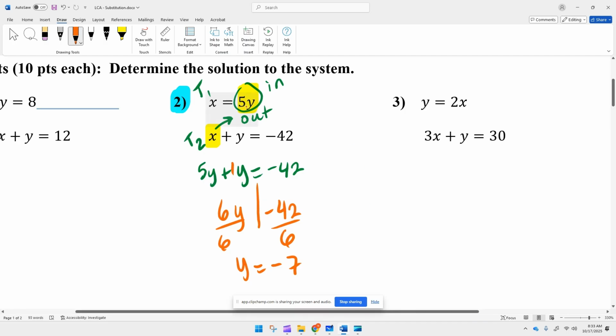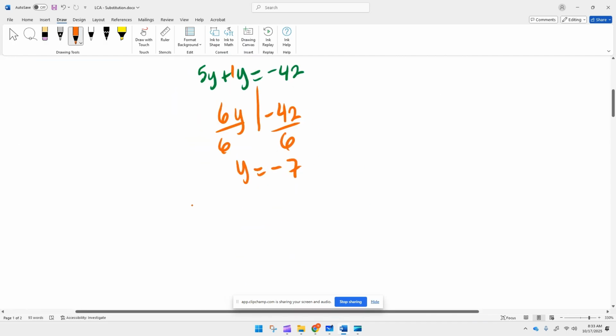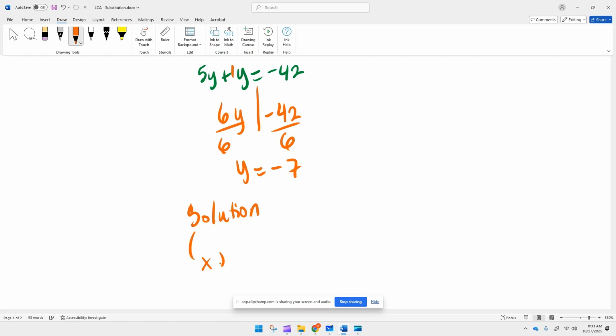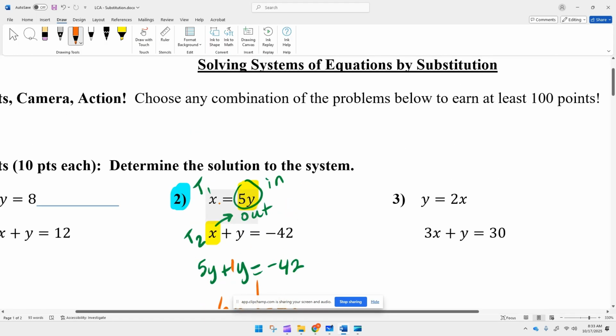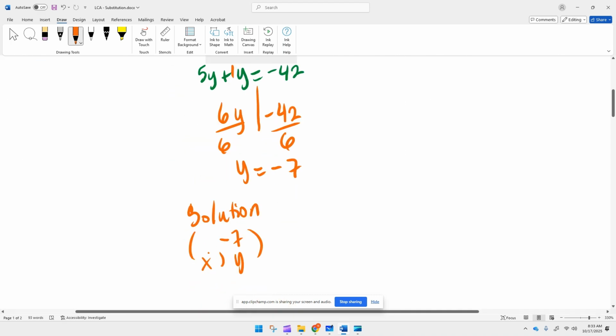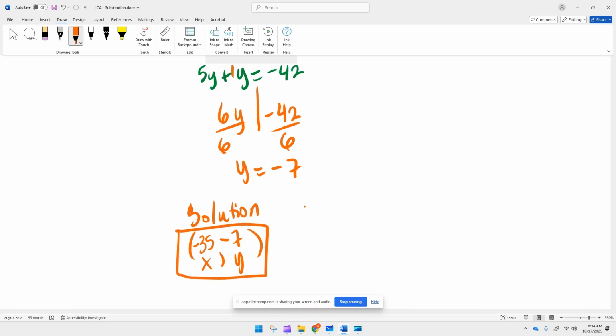Now, in order to finish this question out, I need to find my solution. To remind you, your solution is an x and a y value. We found the y value in our solution. We need to go back and find our x. Up here, it says x is equal to 5 times the value of y. So to find the value of x, we're going to say negative 7 times 5, which is going to give me negative 35. So our solution is negative 35, negative 7. That is the point where those 2 equations are going to intersect.